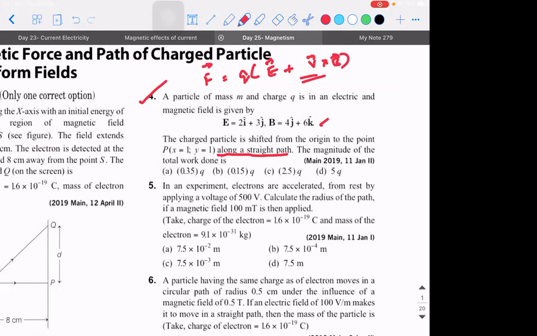So this is the force experienced by the particle. So when you need to calculate the work done, you will multiply this force with the displacement. Okay, I am assuming the displacement I can use the position vector of P and origin and find it out. But why did they use the word straight line path? If a particle has to move in a straight line path in the combined electric and magnetic field.